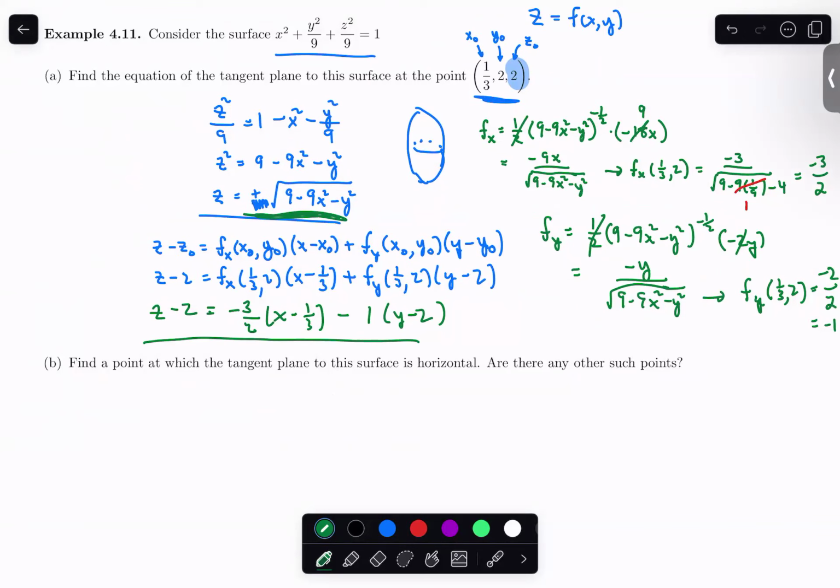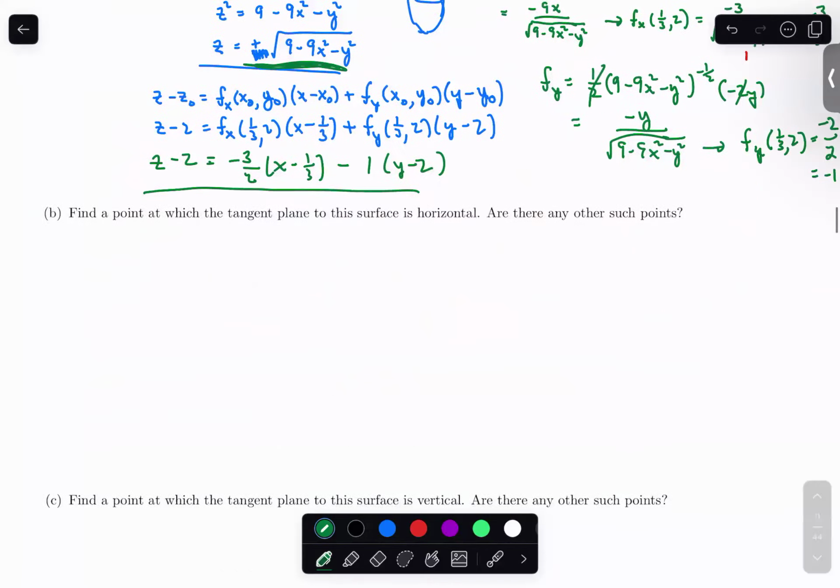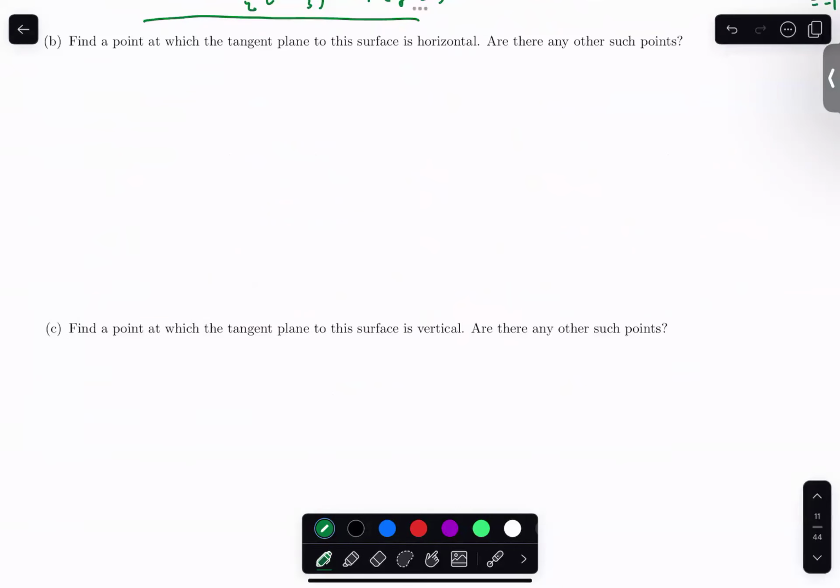All right. I want to at least talk through the idea because it's conceptually interesting, these questions. Find the points at which the tangent plane to the surface is horizontal. And when is the tangent plane vertical?